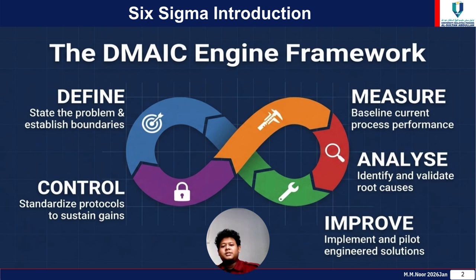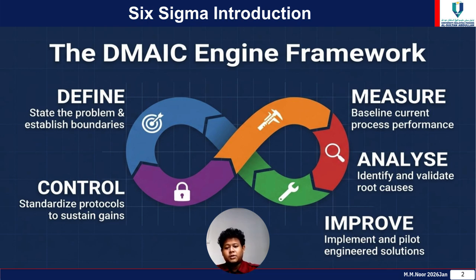To solve complex engineering problems, we cannot rely on guesswork or ad hoc adjustments. Instead, we deploy what we call the DMAIC engineering framework. Think of DMAIC as a cyclical closed-loop mechanism divided into five distinct operational phases. First, define, where we clearly state the problem and establish rigid project boundaries. Measure, where we collect empirical data to baseline the current process performance.